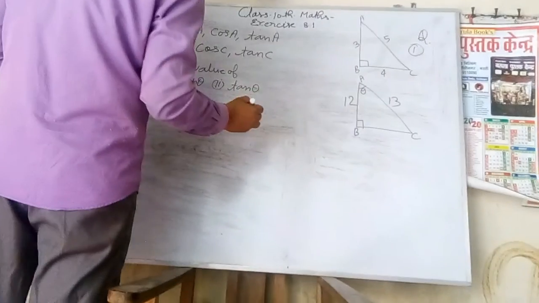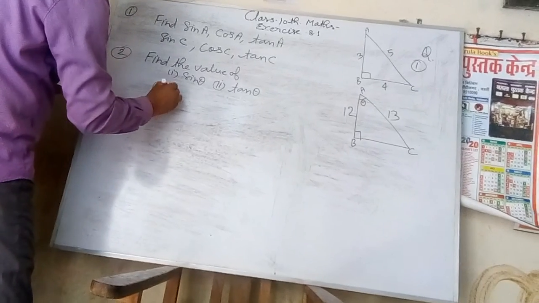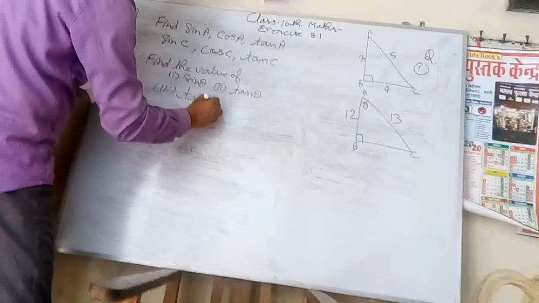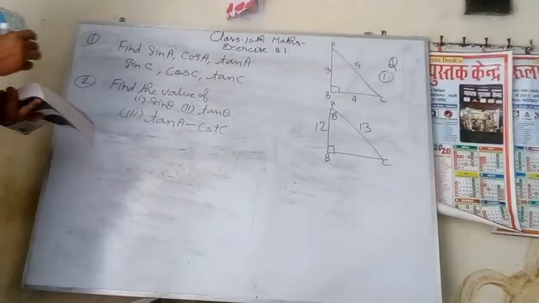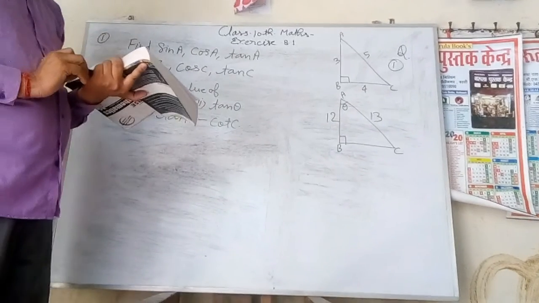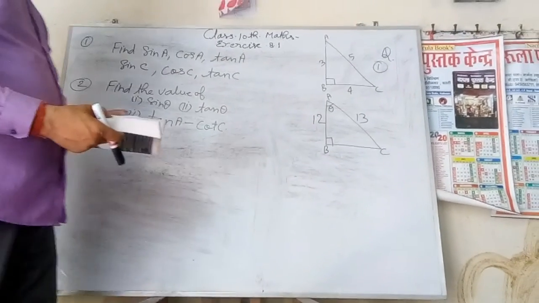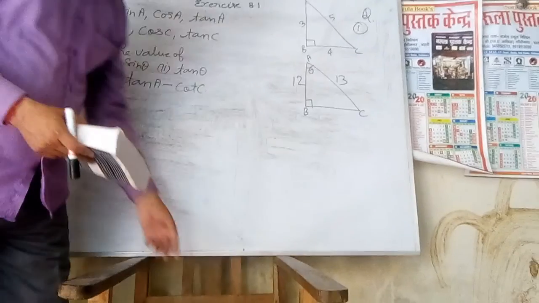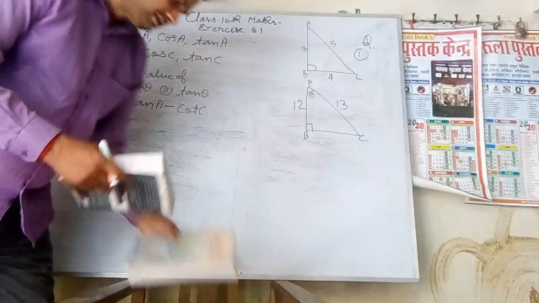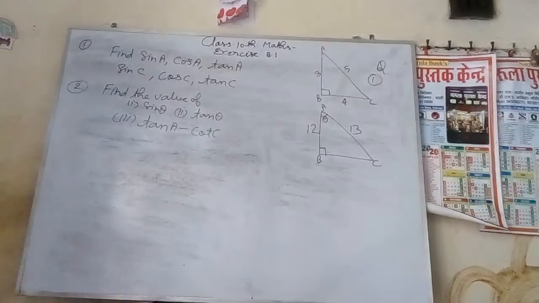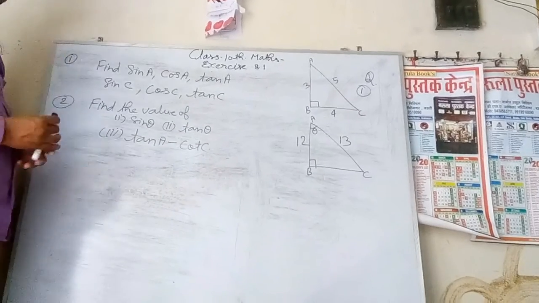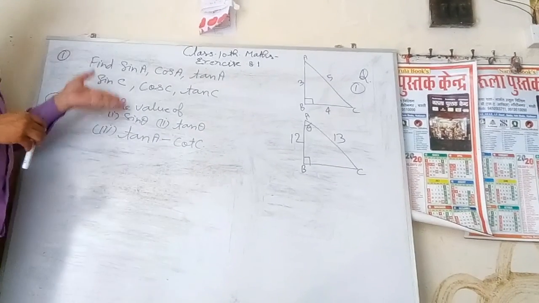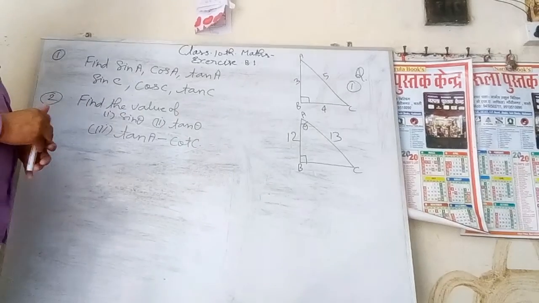and tangent of angle A minus cot of angle C. So students, these two questions are homework, and other questions we will solve in another exercise, another video. So watch the video, understand the solution of the questions and solve simple questions as homework.